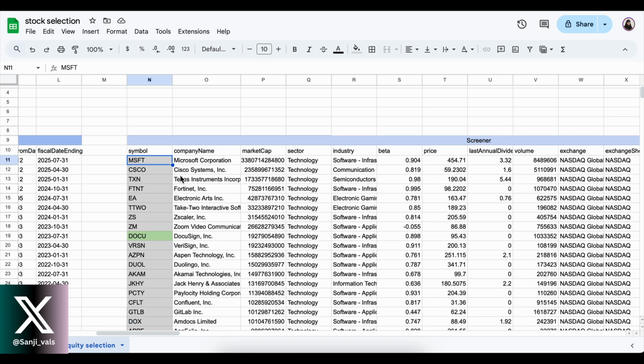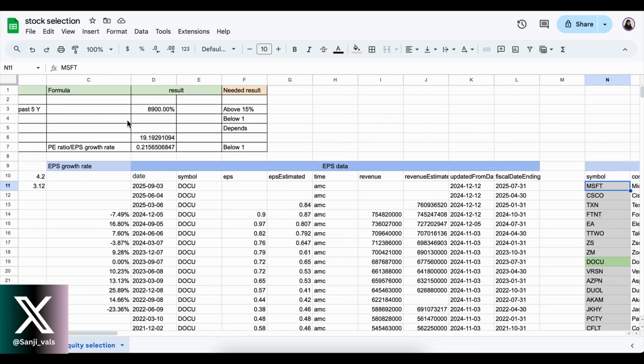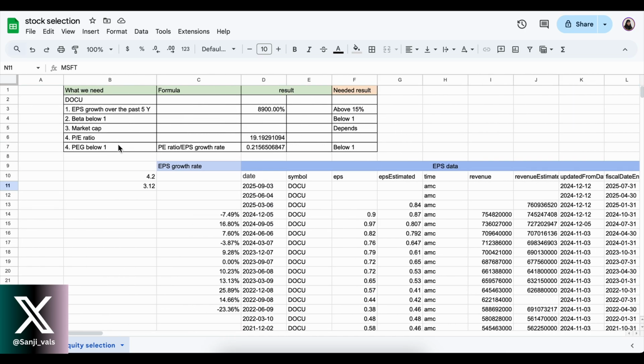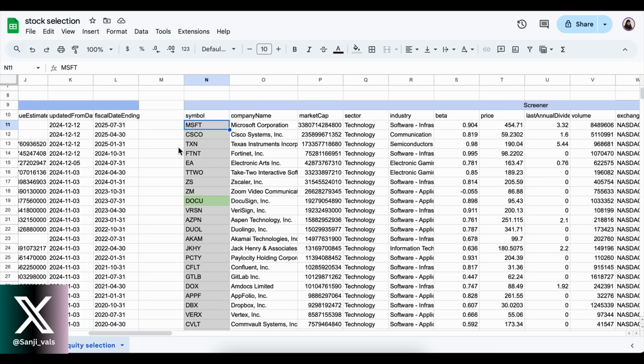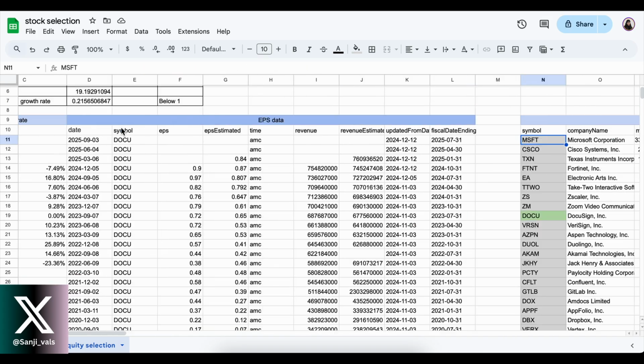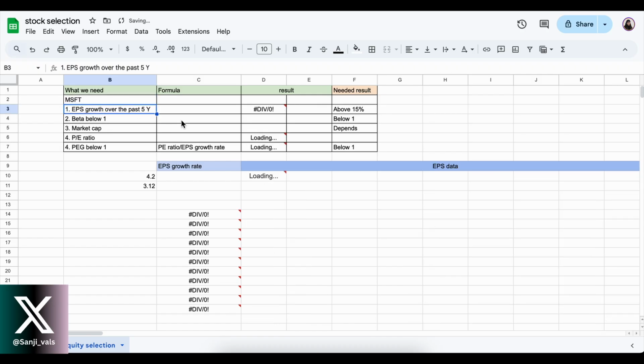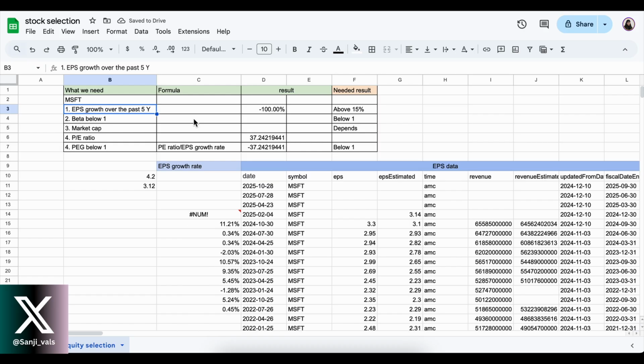I've already prepared the sheet over here. These are the stocks that I'm not going to consider because they had a low PEG ratio. So simply, once you have this screener, it will extract 100 tickers over here. For example, I put the Microsoft share over here in my table. You can just input the stock ticker, for example, Microsoft. As you can see, now it's loading the data.